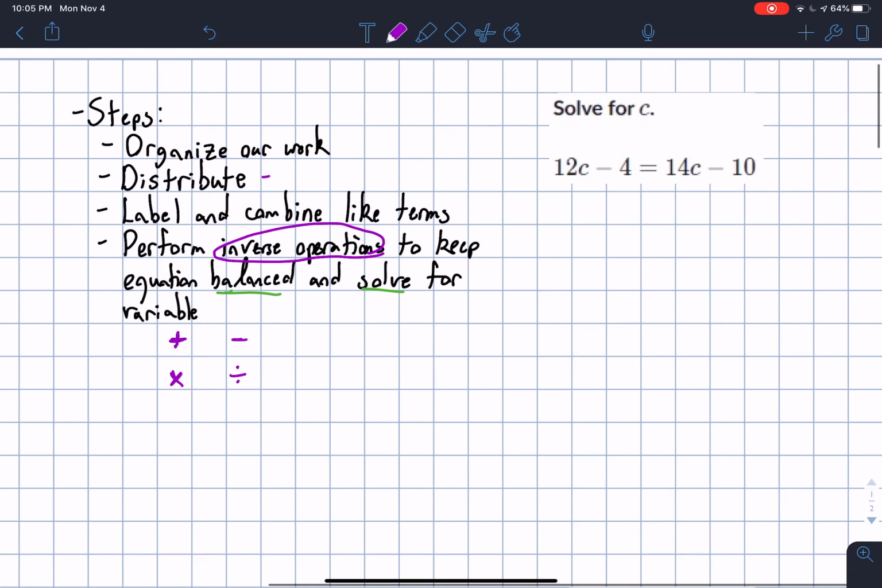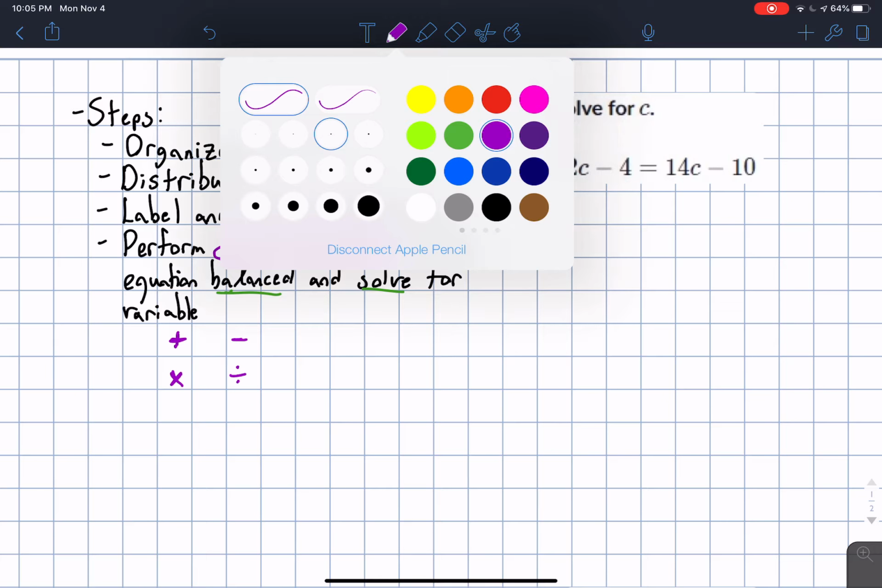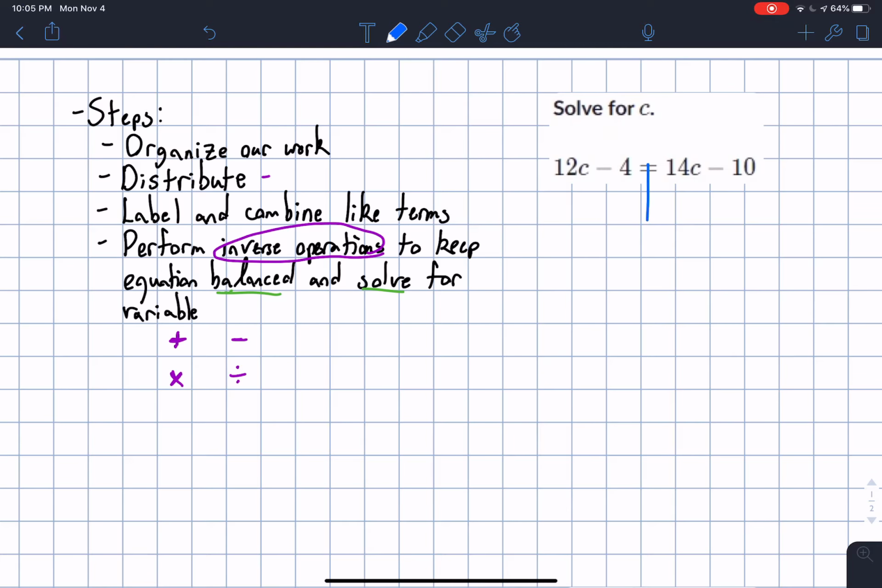Solve for c. So the first thing I want to do is organize my work, and this time we're going to use a nice blue, a nice Duke blue. Sorry, Pip. So we don't have to distribute this time, luckily, but we should label and combine like terms. In this case, all of our expressions on each side are simplified, so we can skip that step. And we could go right into performing inverse operations to keep the equation balanced and solve for the variable. In this case, it's c.